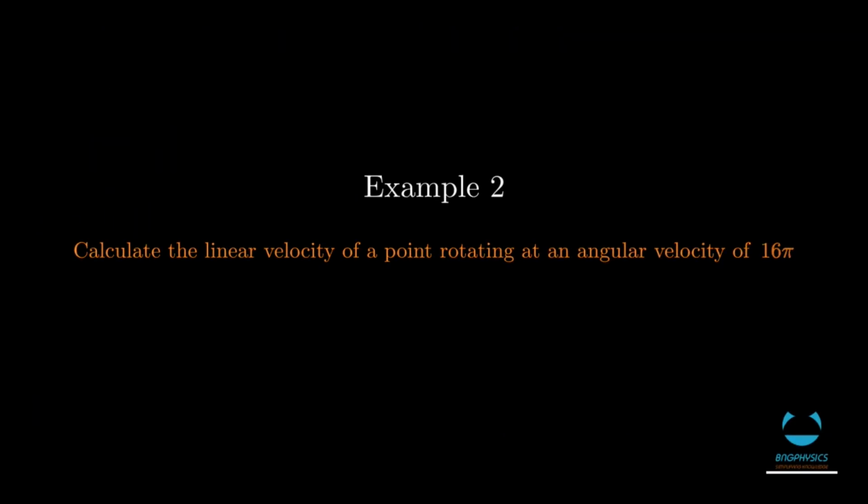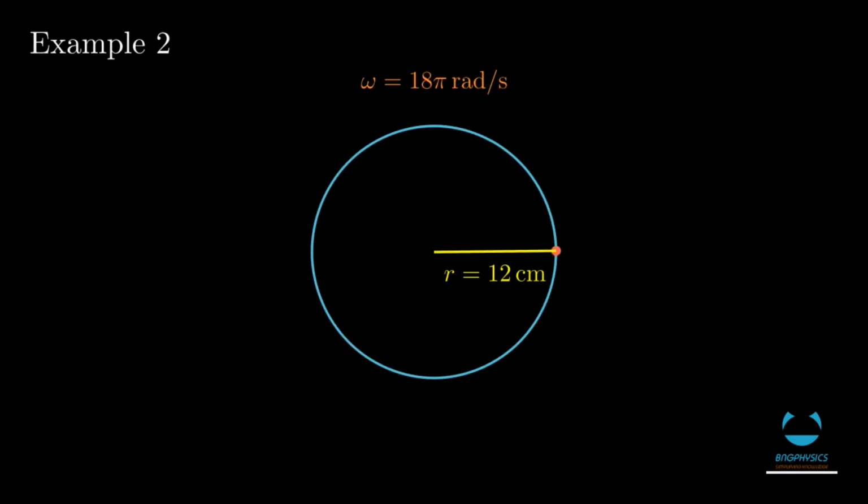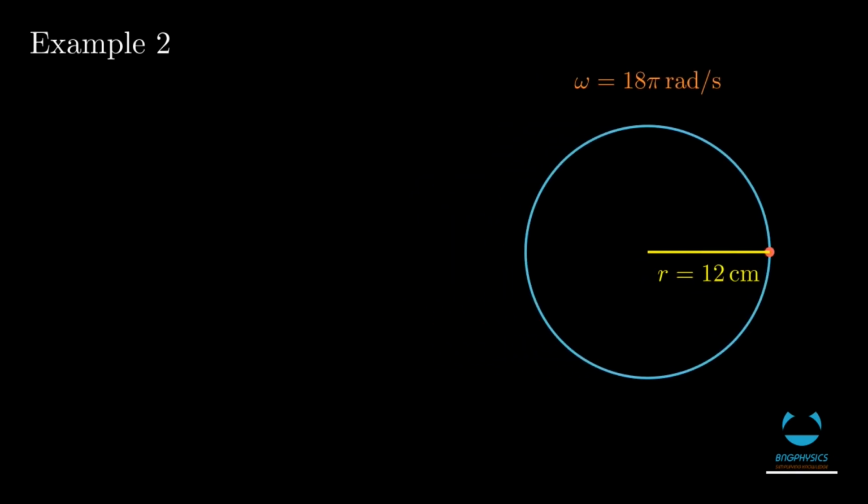Moving to the second example, we are going to find the linear velocity, the velocity that you and I have been familiar with since grade 9, which is measured in meters per second. The example here is to find the linear velocity, or the speed, of a point that rotates with an angular velocity of 18π radians per second at a distance of 12 centimeters from the center of the circle. If you recall the second equation, the one that states omega equals v, the linear speed, over r, the radius of the circle, then you are correct.